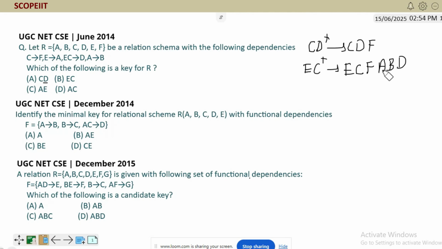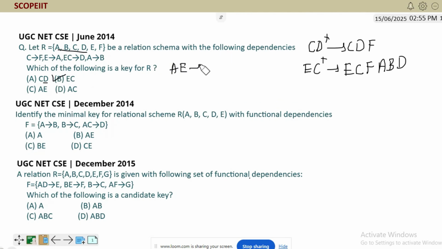So here you can see A, B, C, D, E, F. We will get all the elements on the right hand side which are there in the relation. So I can say the correct answer for this question is option B. You can check for AE and AC also. For that you will not get all the elements. If you want, I'll solve it.